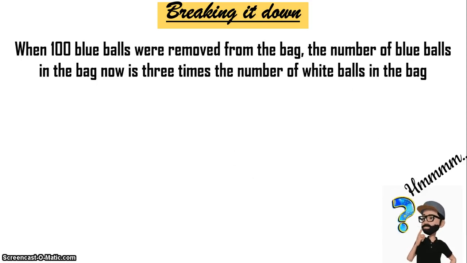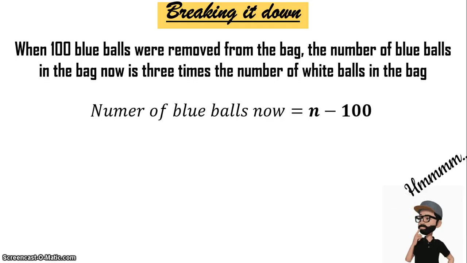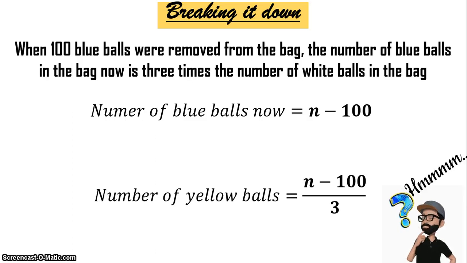When 100 balls were removed from the bag, the number of blue balls in the bag now is 3 times the number of yellow balls in the bag. Removing 100 blue balls means you have n minus 100 now. Remember, you have n blue balls, so you take out 100, that's n minus 100 blue balls left. But the statement says this value is 3 times the number of yellow balls. It means that the number of yellow balls is (n minus 100) divided by 3. There you have it. Now let's look at the final statement and the question.